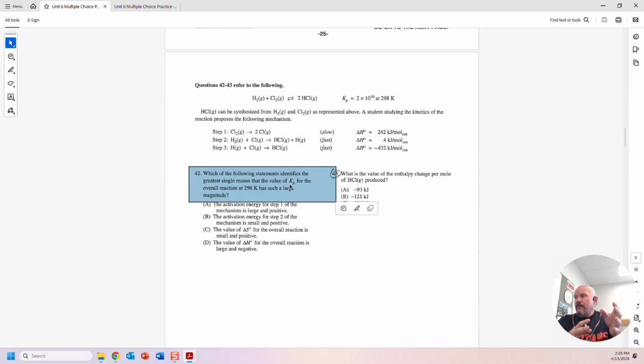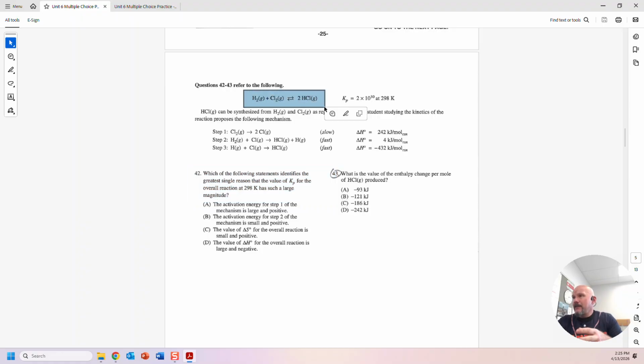Delta H can only drive the favorability if it's negative. Delta S can only drive the favorability if delta S is positive. Now it's hard to predict the delta S for this reaction because we have two gas molecules to two gas molecules. So delta S might be slightly negative, it might be slightly positive.